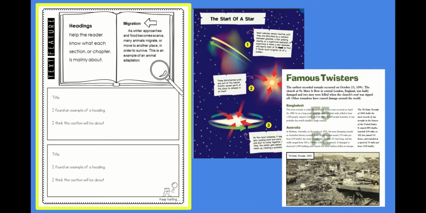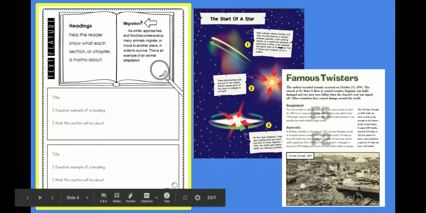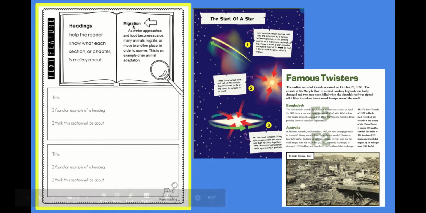The next text feature we're going to talk about are headings, and this one's a pretty easy one. You guys should all know this one, and we've been working with this one throughout our entire unit. But headings help the reader know what each section or chapter is mainly about. It's normally the big bolded word before a paragraph. And when there's a new bolded word, that normally means that a new section is starting. So they'll put a new heading in bold.